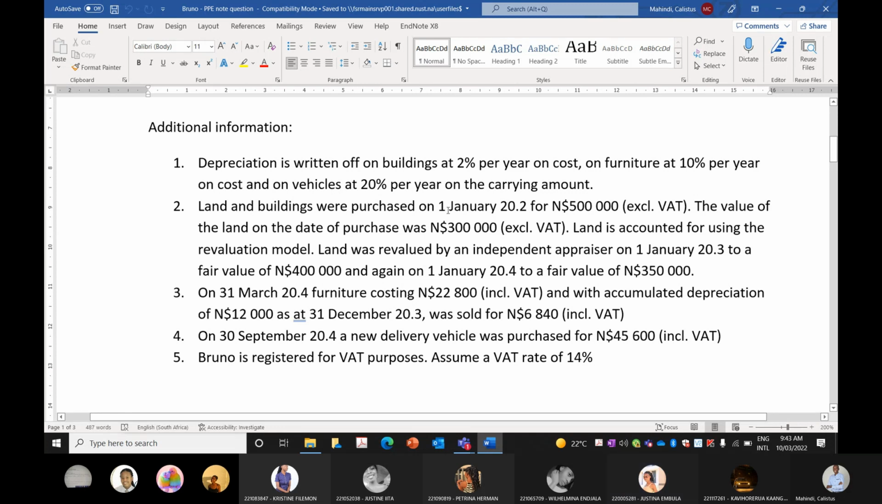Land and buildings were purchased on 1st of January 20.2 for 500,000 excluding VAT. The value of the land on the date of purchase was 300,000 excluding VAT. Land is accounted for using the revaluation model. Land was revalued by an independent appraiser on 1st of January 20.3 to a fair value of 400,000, and again on 1st of January 20.4 to a fair value of 350,000. All right, what are your journal entries? Can anyone help me?